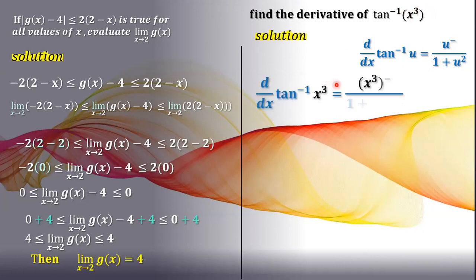So in the numerator, the derivative of x cubed, over 1 plus x cubed squared. The derivative of x cubed is 3x power 2, over 1 plus x power 3, all power 2. We must multiply the powers, so we will get x power 6.